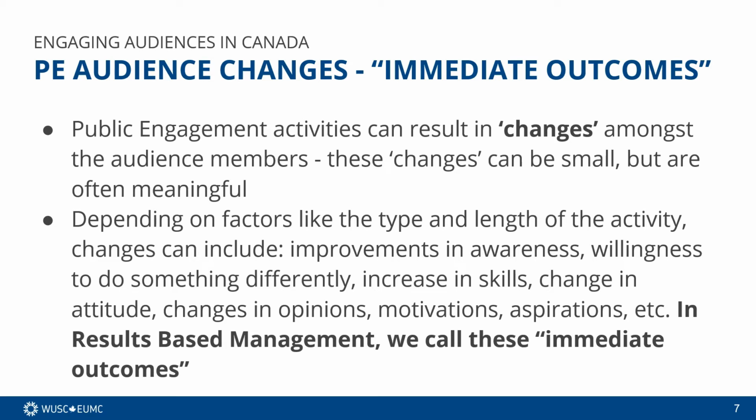Through all of your public engagement activities on and off campus, you inspire changes in the audience members and participants of your activities. Depending on factors like the type of the activity and the length of the activity, those changes can include things like improvements in awareness, a willingness to do something differently, an increase in skills, a change in attitude, changes in opinions, motivations, aspirations, among many other different types of changes. In results-based management, we call these changes outcomes, and they are direct and often immediate results that can actually be observed and measured after an activity.